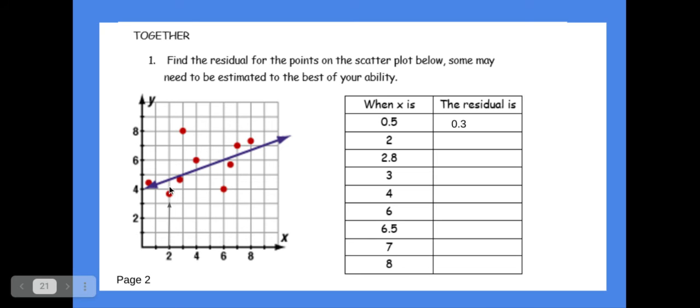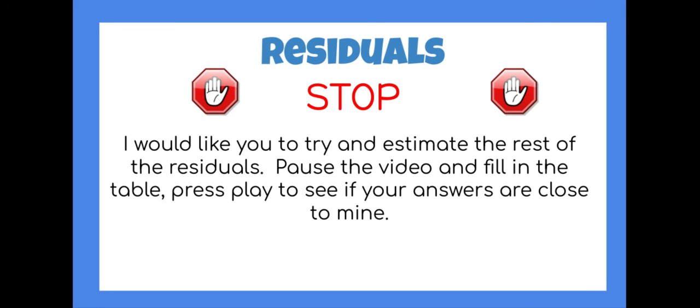Now 2, you'll notice it's underneath a little bit and the line goes under a little bit. So I'm going to estimate that to be about 1 whole unit below the line. And since it's below the line, we're going to put -1. Then we're going to go to the next value at 2.8. That's really close to the line. So I'm going to just put like a -0.2 because it's below and it's almost touching. So I want you to actually try and estimate the rest of the residuals. Pause the video, fill in your table, and then press play to see if your answers are close to mine.